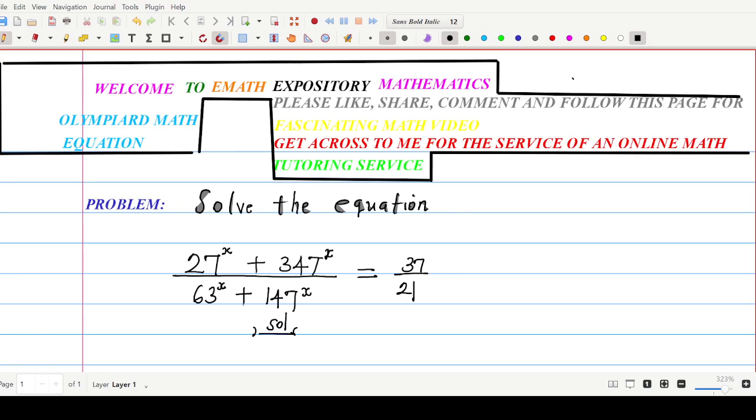Now we shall be considering the solution of this particular problem: 27 to the power of x plus 347 to the power of x over 63 to the power of x plus 147 to the power of x equals 37 over 21. We are required to find the possible solutions of this particular problem.